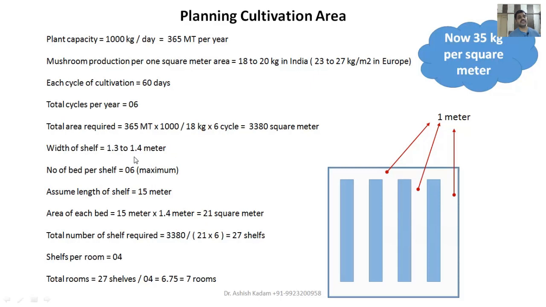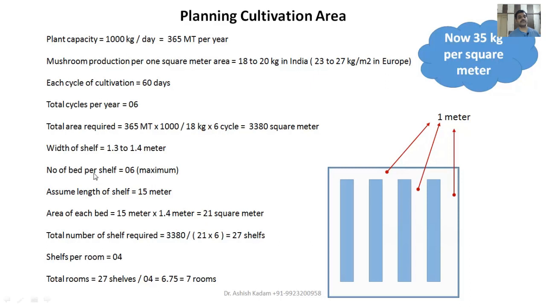This is the width which will provide the right access to each and every button on the bed. If you provide more than this width, then it will not be accessible for a picker to reach that particular button mushroom in the corner. That is the reason you need to provide a width not more than 1.4 meter.